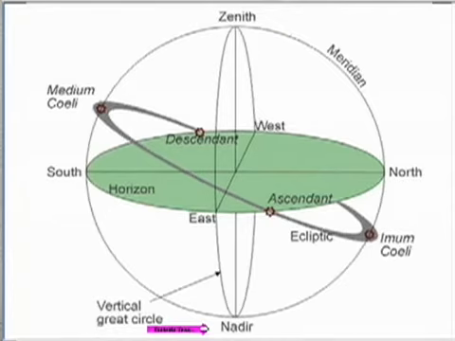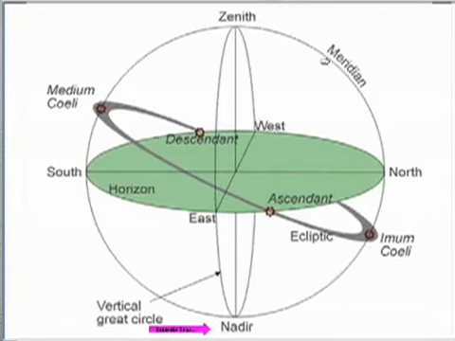So any place that we go on the earth, the sky is going to have these different features. The descendant is generally going to be in the western part of the sky. And the ascendant is generally going to be in the eastern part of the sky. Similarly, the imum coeli is going to be in the north, and the medium coeli is going to be in the south. The zenith is always going to be straight up overhead, and the nadir is always going to be right below our feet.